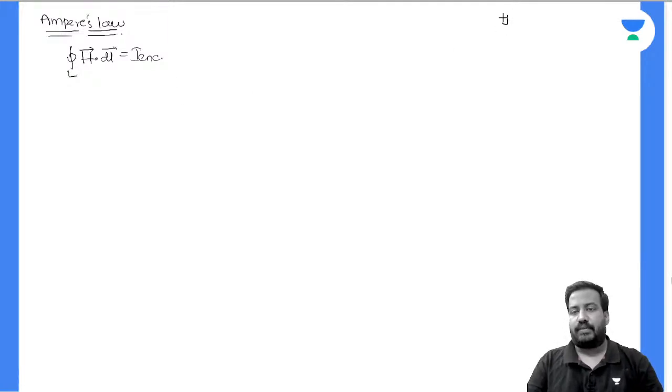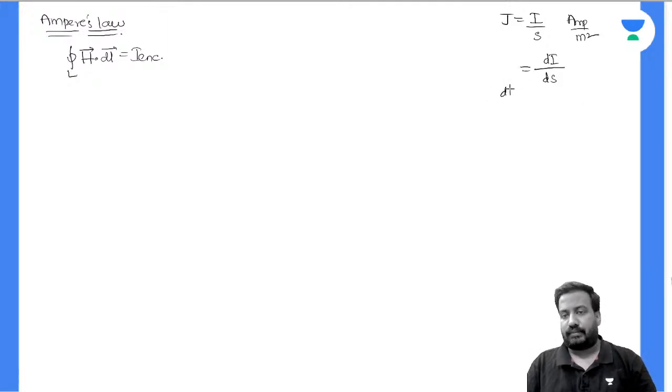I enclosed is given in terms of J, where J is current density, current per unit surface area, given in ampere per meter square. If you consider a small surface ds, current associated is di, J is di by ds. From this, di is J ds. This is scalar notation. Vector notation, di is J dot ds, implies I is equal to surface integral of J dot ds.